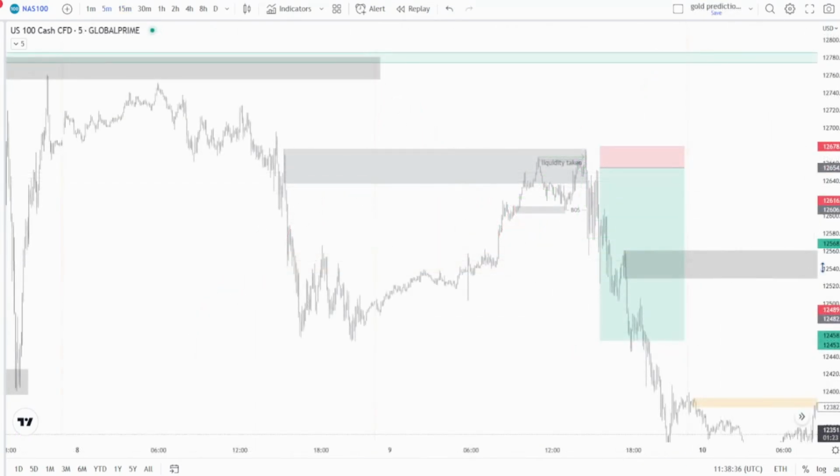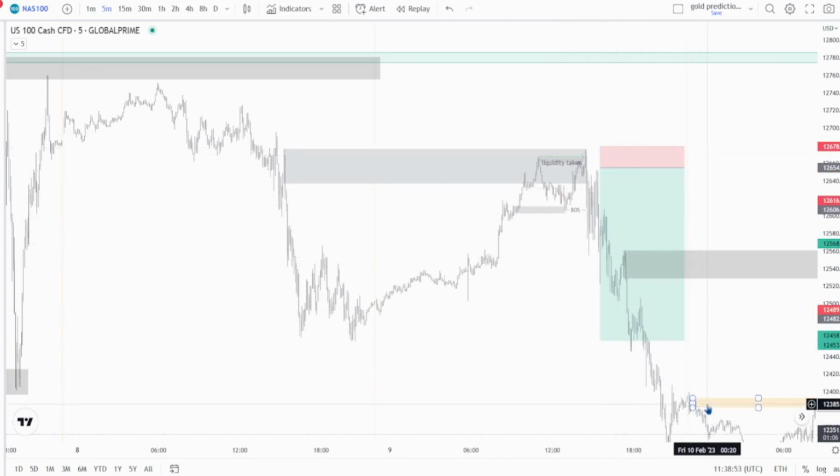Right guys, here we are on the NAS 100 chart. Now this is a trade that I walked the Discord community through live on, I think it was a Friday, no, it was a Thursday. Walked them through live on Thursday and it played out absolutely beautifully.